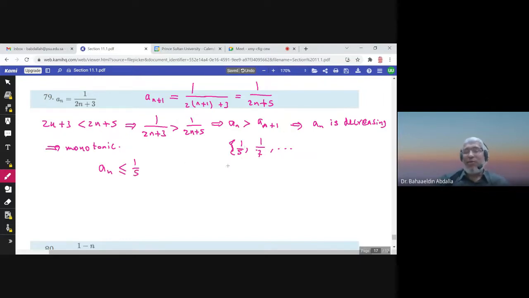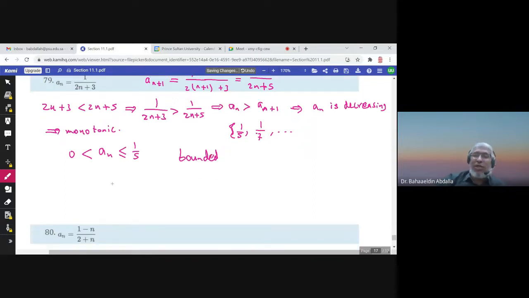Is it bounded below? Well, the limit of this sequence, 1 over infinity, is 0. So it's bounded below by 0, and 0 is not one of the terms. So this sequence is bounded and monotonic, so it is convergent. And of course, it converges to 0, the limit, because it has a limit and the limit is 0.